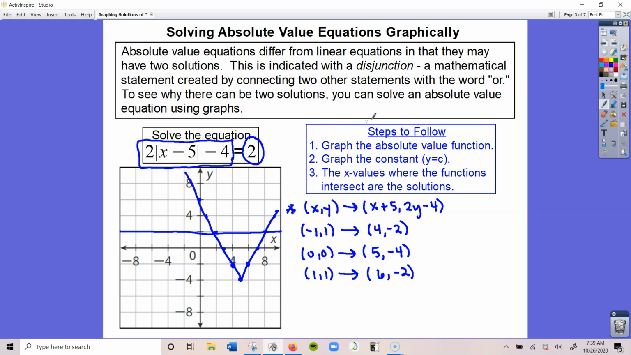I'm following my steps here. The first step, which was to graph the absolute value function, we did. Now we graph the constant, which is the 2, and the x values where the functions intersect are the solutions. So we have an intersection here and here, and those x values are 2 and 8. So these are my solutions.